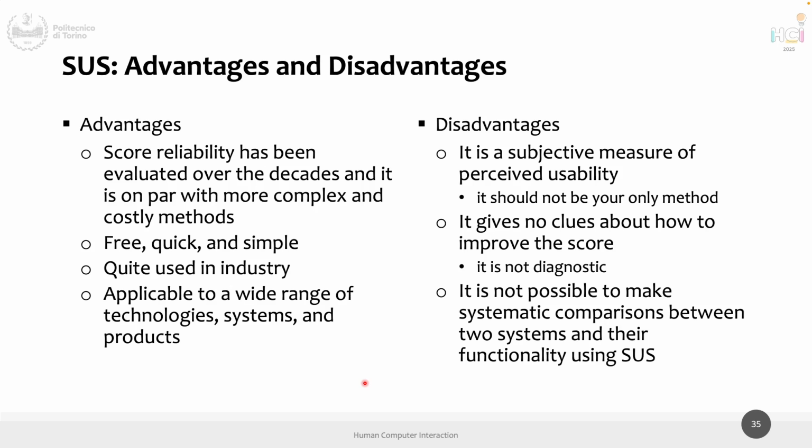So you cannot say, my map application gets 70 and your map application gets 68, so my map application is better than yours. You just cannot. You cannot compare the 70 of one application with the 68 of the other. That just means that one application has a usability that is perceived slightly above the average, while the other that gets 68 is perceived as average. But you cannot say that one is better than the other, because it's just a subjective measure of perceived usability and is not comparable with other systems.